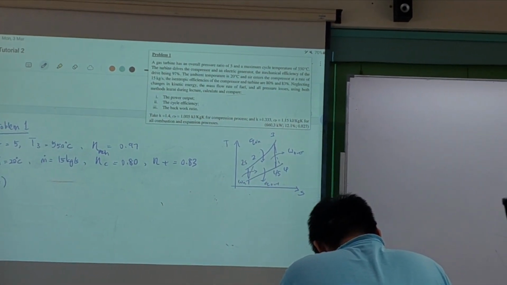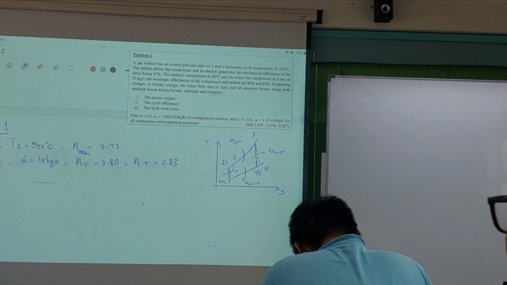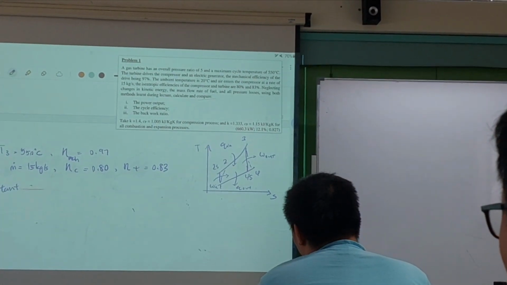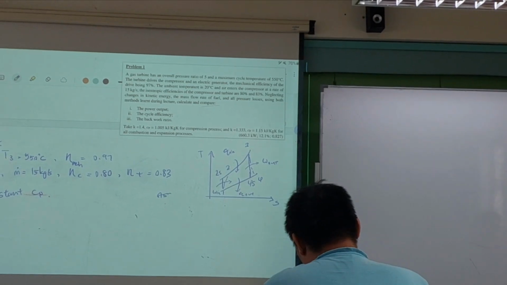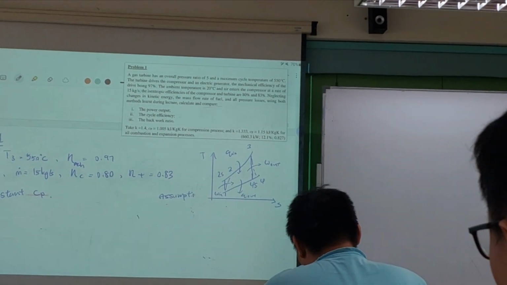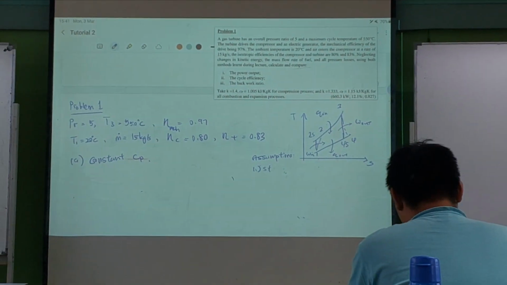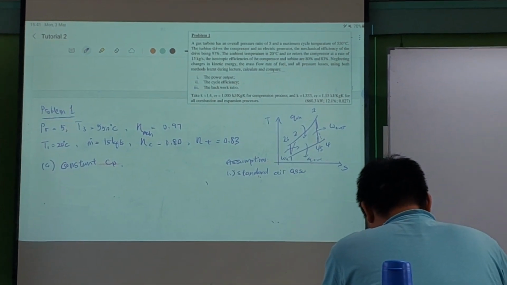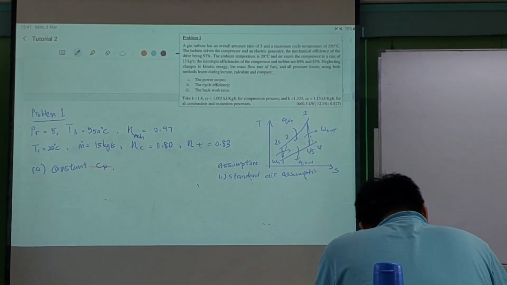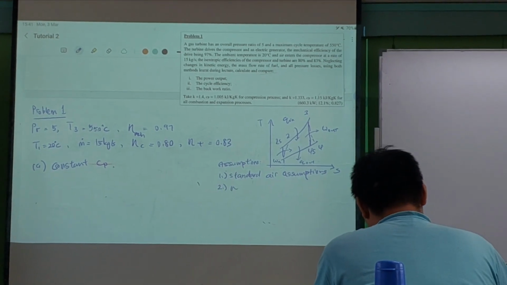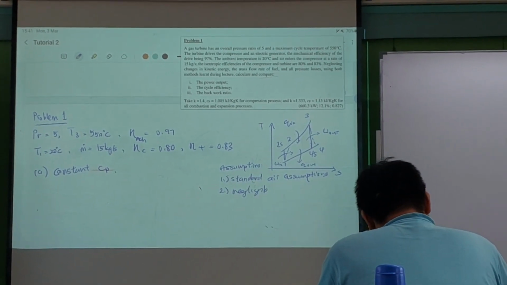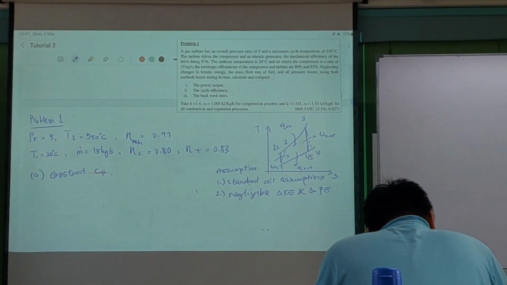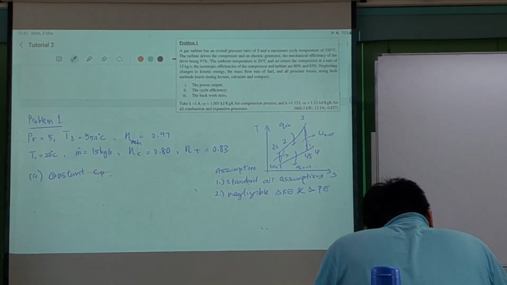So let's start with the constant specific heat method. For assumptions, you should always include the standard air assumption, and these two should always be there. Then for this question, we are using constant specific heat.